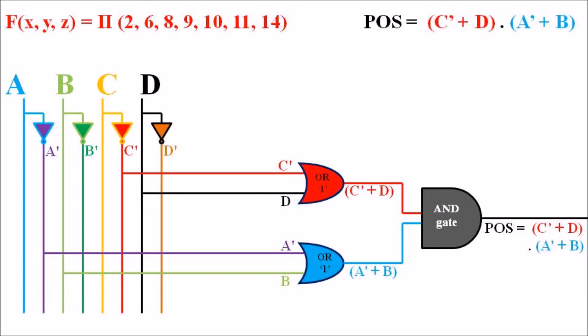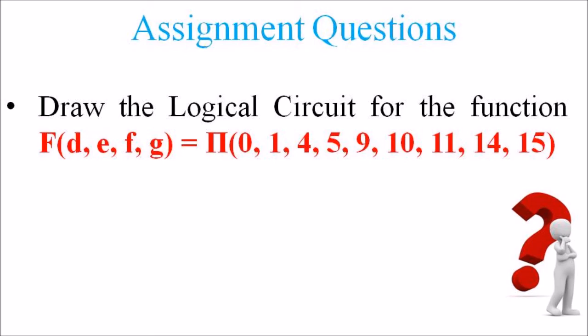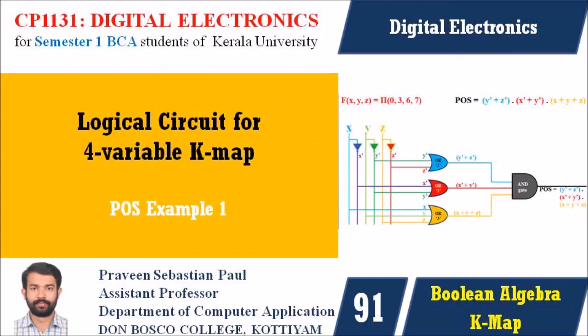So my dear students, hope you had understood this topic. So dear students, kindly go through the assignment question. Our question is, draw the logical circuit for the function f of D, E, F, G is equal to pi of 0, 1, 4, 5, 9, 10, 11, 14, 15. So my dear students, hope you had understood this topic.